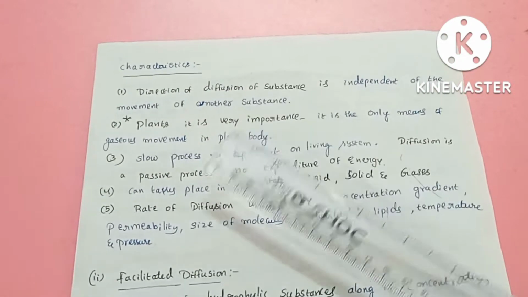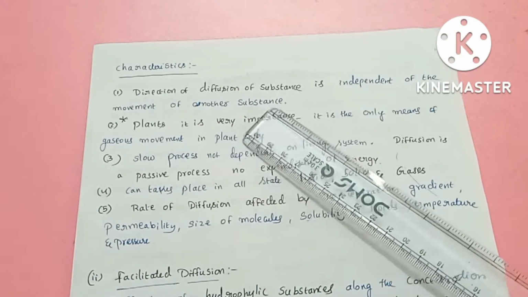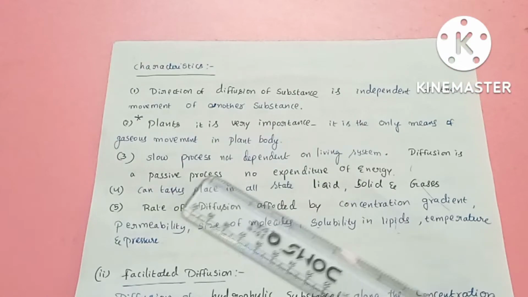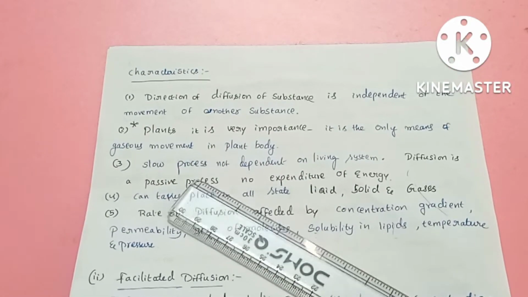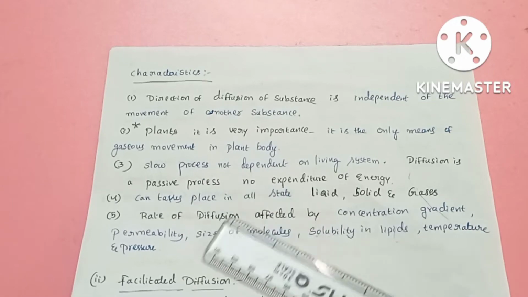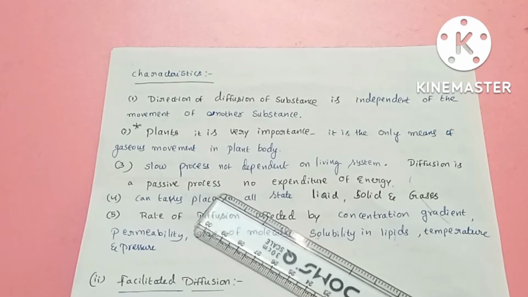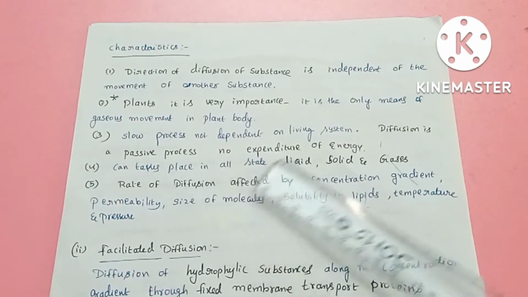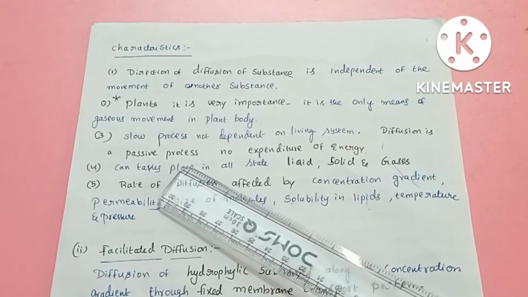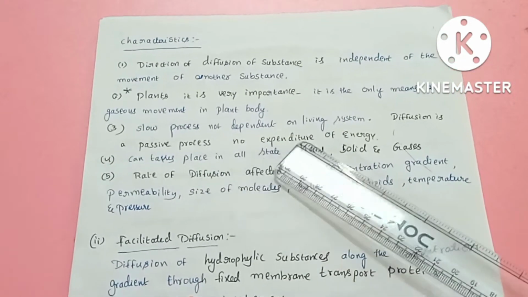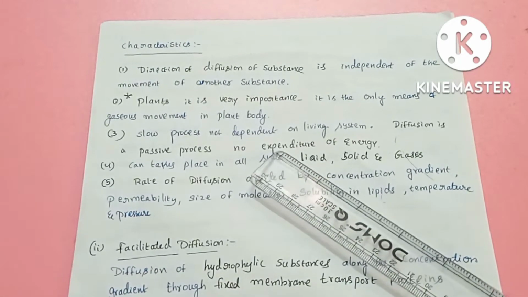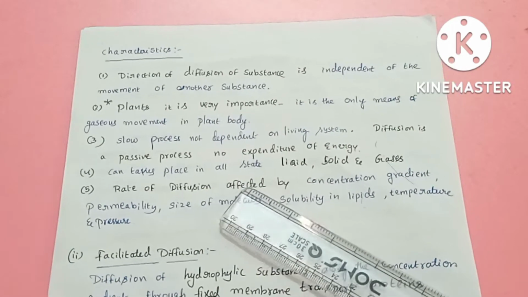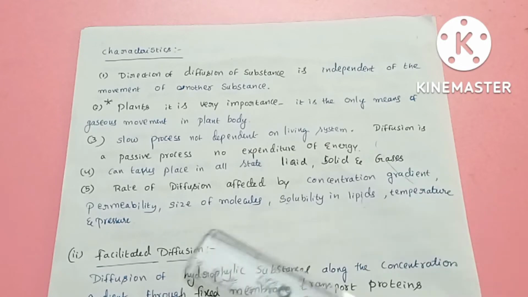Now we will see the characteristics of diffusion. The direction of diffusion of a substance is independent of the movement of other substances. Diffusion is the only means of gaseous transport in the plant body, but here there is no usage of any energy, hence it is a slow process and not dependent on any living system. Since it is not using any energy, it is also called a passive process. If it uses energy, then it is called an active process. It can take place in all states: liquid, solid or gaseous.